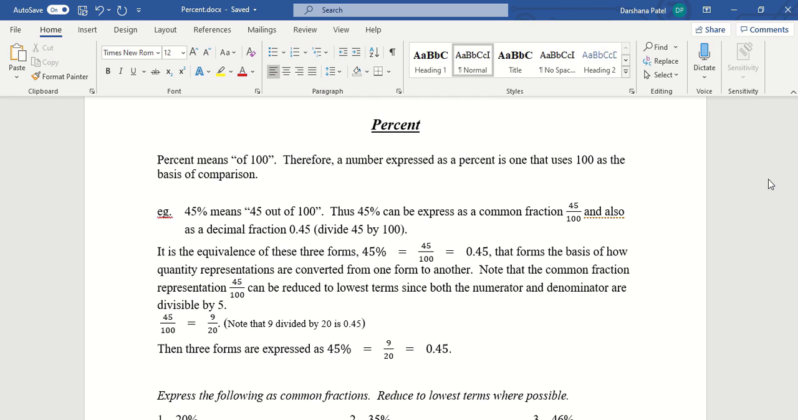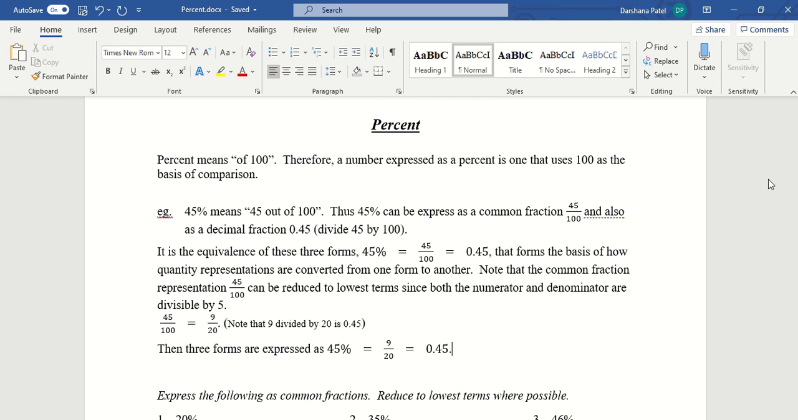The way we get 0.45 is 45 divided by 100. It is the equivalence of these three forms: 45%, 45 over 100, 0.45. That forms the basis of how quantity representations are converted from one to another.